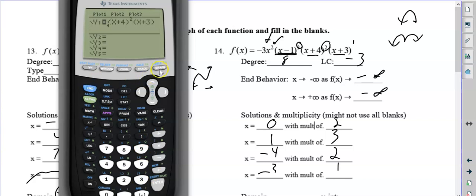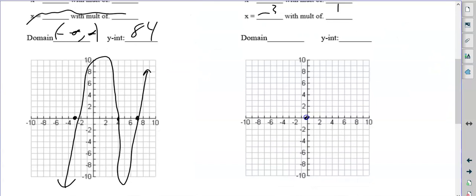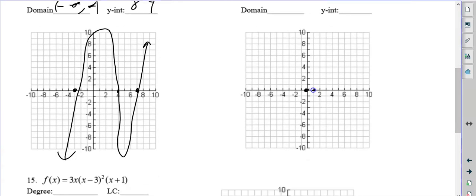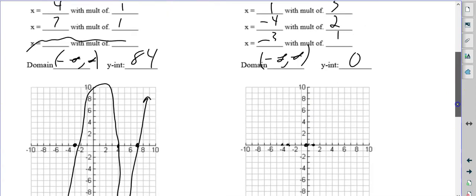If I go to my table, 0, 0, which we knew that it had a 0 as a solution. So we know that right there, 0, 0. We also know 1, -3, and -4. You can see it's going to be a really tight one. Right? Domain, it's going to go left and right forever. And my y-intercept is 0. Now let's see what it looks like.